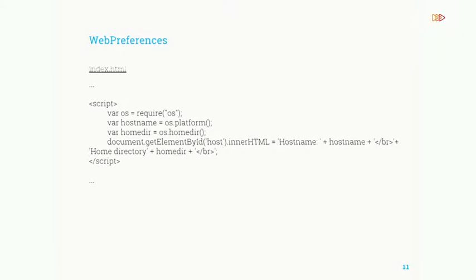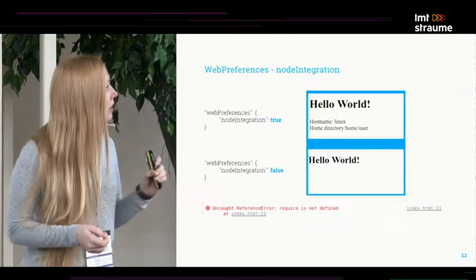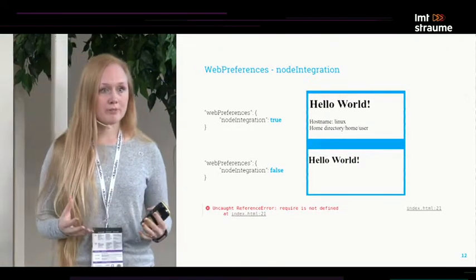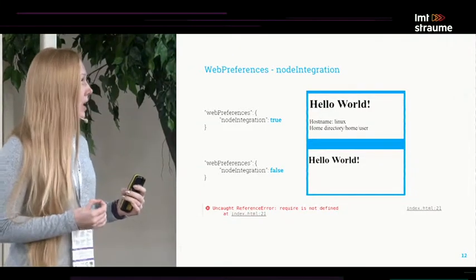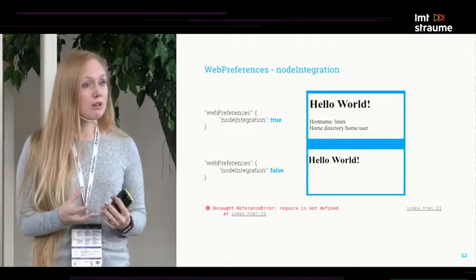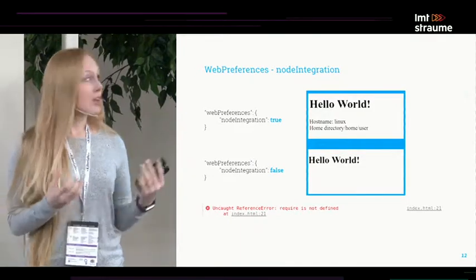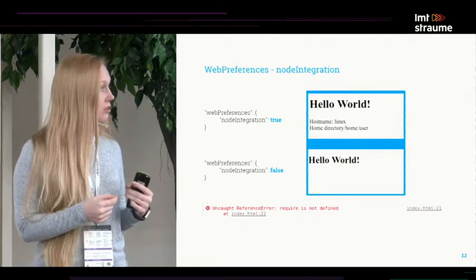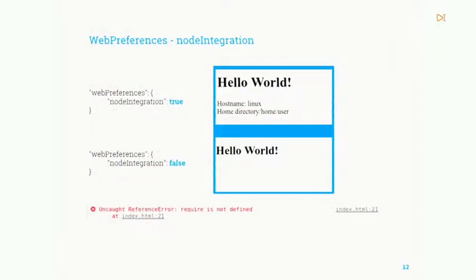So I simply require the OS module, because I want to display some platform and home directory information. If I place the script into a context where node integration has been set to true, then I get exactly what I asked for. So all the information is there. However, placing it inside the browser window where node integration has been set to false, then it's a blank space there. And if you look into the console, you have a reference error as the engine is now turned off. So this example is an obvious case. We wanted it to happen. We knew that it would happen.